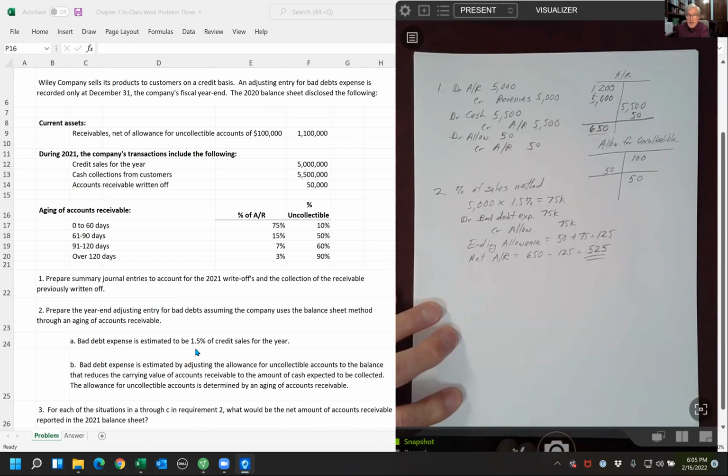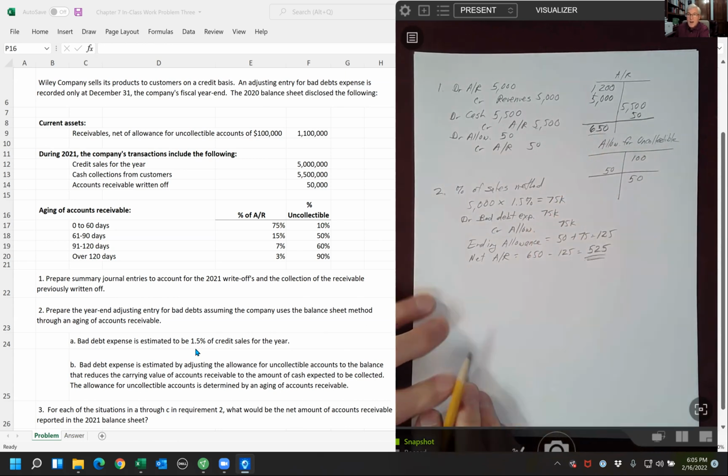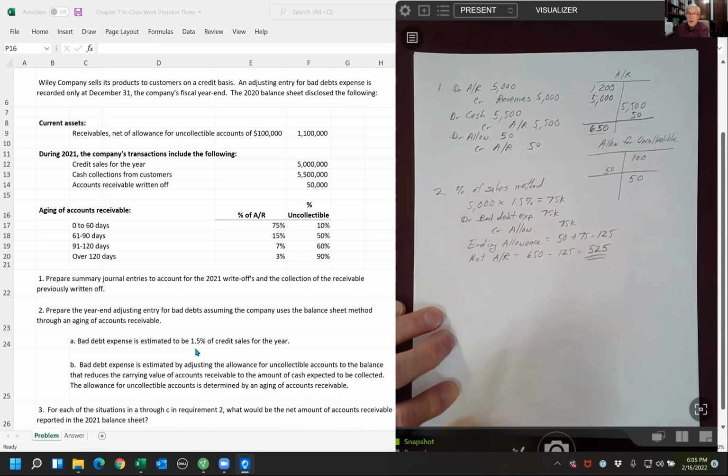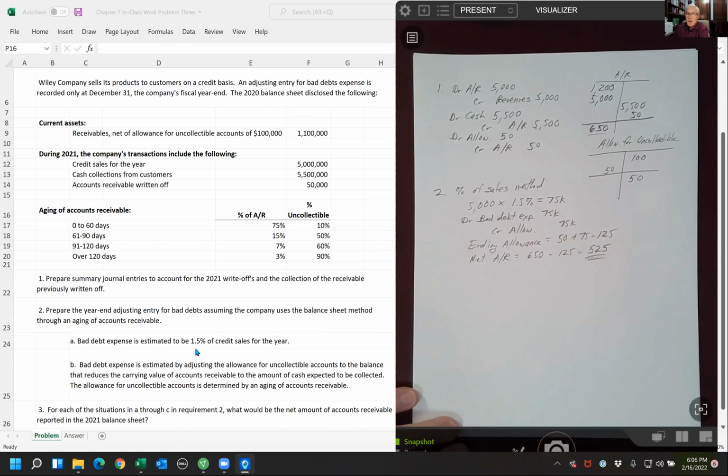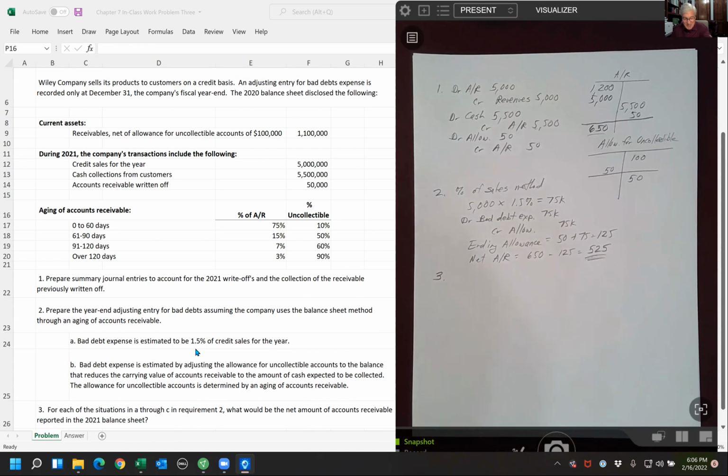So what we're saying again there is that of this 650, we're telling our financial statement users, hey, we're only going to collect 525 of that. That's how much we're going to realize out of that 650. Faithful representation of the numbers.